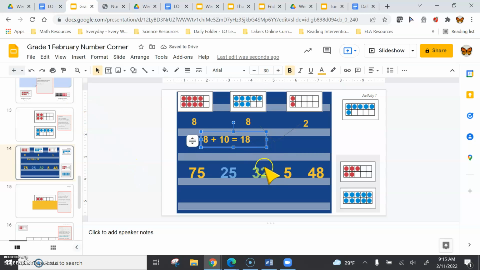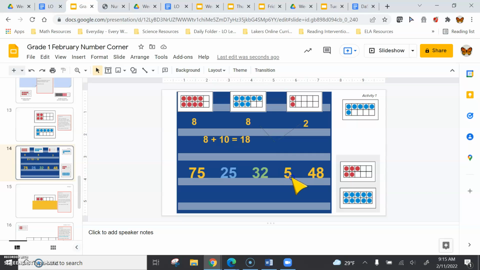Here's the last thing that I'm going to challenge you to do. I'm going to challenge you to think about how we can put these numbers on the bottom in order. Starting with the smallest number here, the next smallest number here, the next smallest here, and then the largest number here. Which one of these is the smallest number, class? Is it 75, 25, 32, 5, or 48?